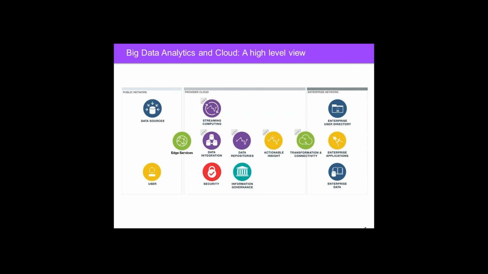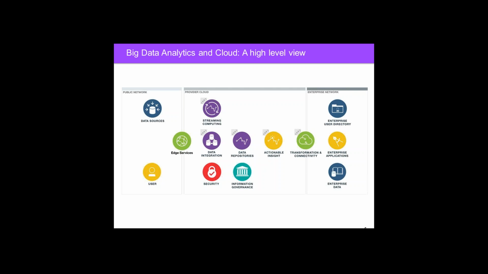My name is Manav Gupta, and I'll take you through the next few slides. On the current slide, slide number 6, you have a bird's eye view of a big data and analytics solution within a cloud environment. So first of all, why would organizations do this?